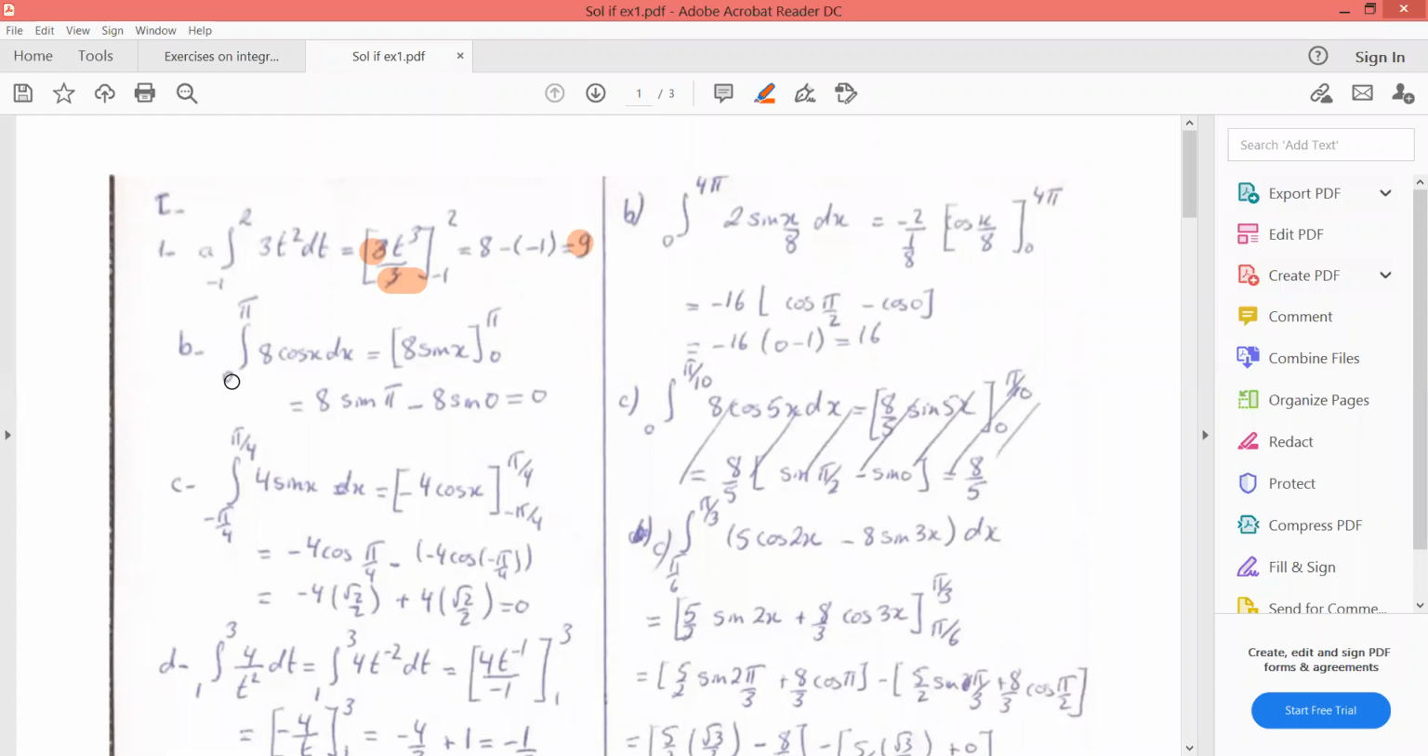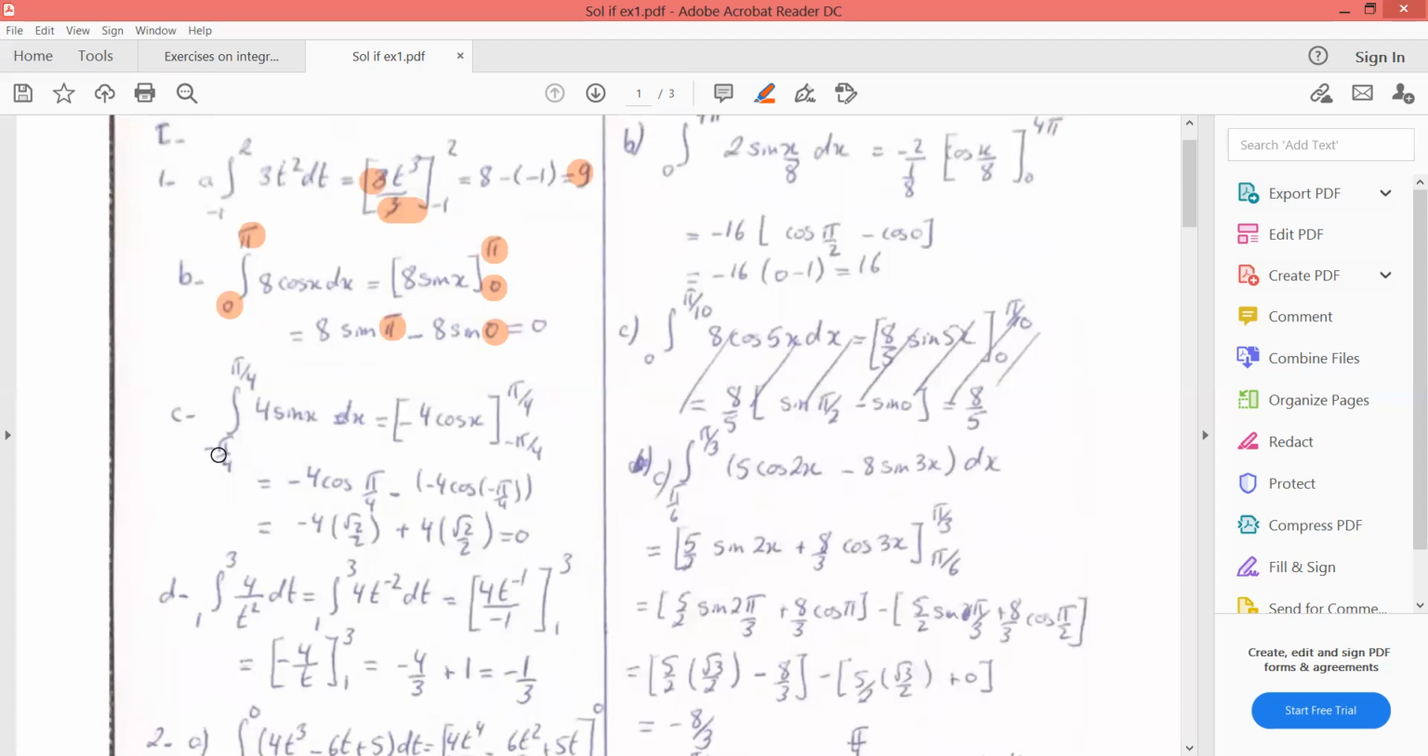Second one, integral from 0 to pi of 8 cosine x dx. What is the antiderivative or integral of cosine? The 8 is constant, we keep 8. The integral of cosine is sine. Between 0 and pi equals 8 sine pi minus 8 sine 0. We get 0.